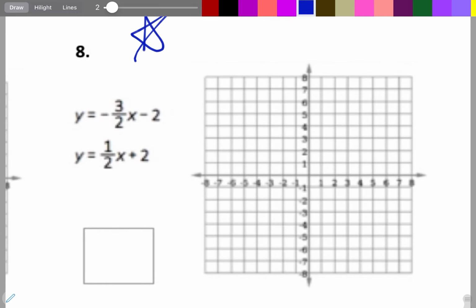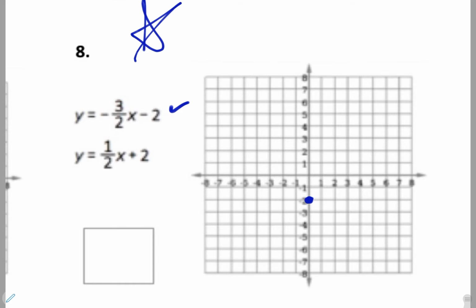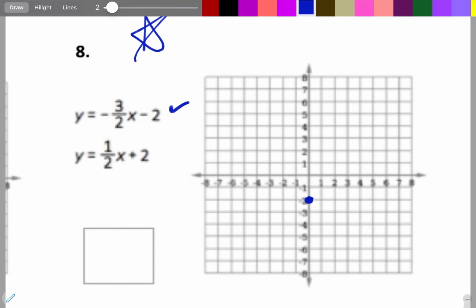Let's go to number 8. Number 8 is ready to go. No extra math involved. We're going to start this one at negative 2. And it's going to go down 3, to the right 2. Down 3, to the right 2. 1, 2, 3, 1, 2. Put the other motion in the other direction. There is my line.